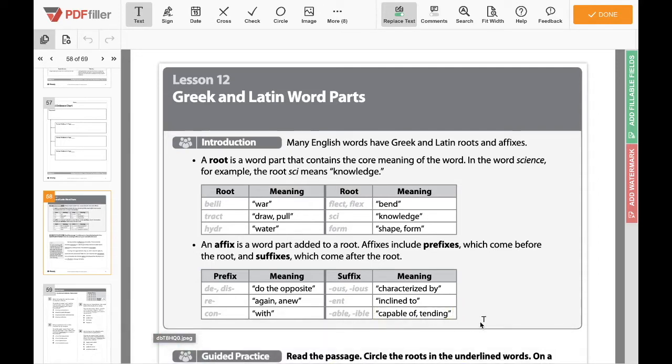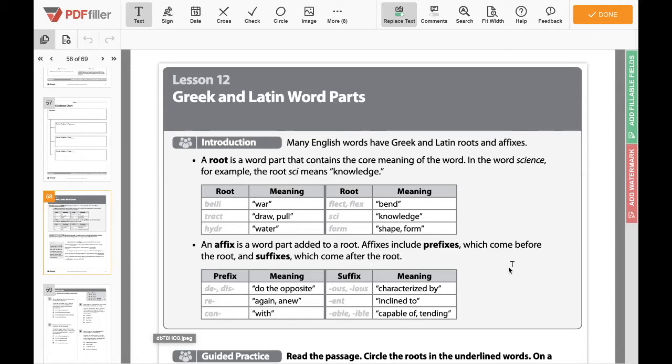Able means capable of or tending. So compatible would mean that they're capable of going together. Stuff like that. So these suffixes go at the end of the word. Prefixes go at the beginning of a word, and they are added to roots, which have the main meaning of the word. So the prefixes and suffixes basically just add on to that root word and add on to the definition that is given to us by the root word.